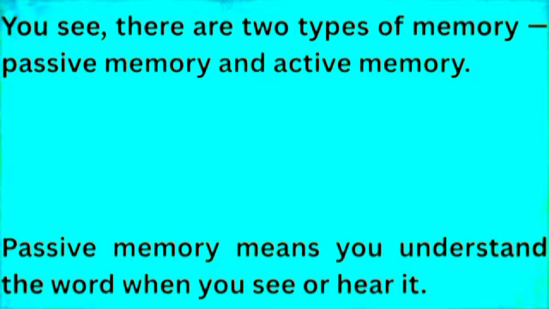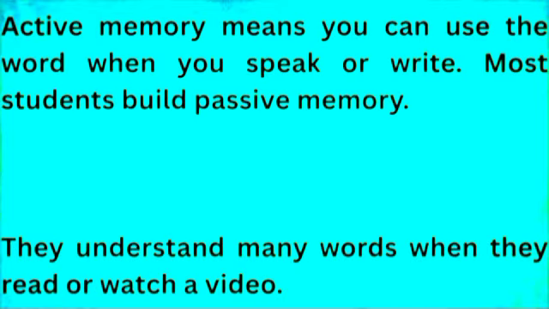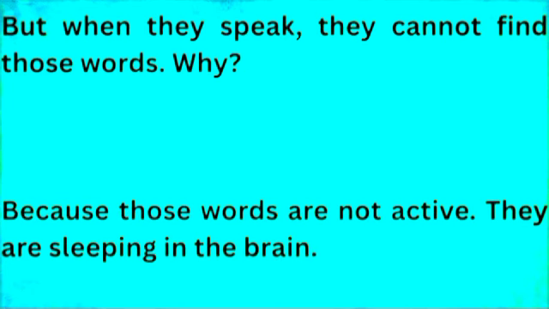You see, there are 2 types of memory, passive memory and active memory. Passive memory means you understand the word when you see or hear it. Active memory means you can use the word when you speak or write. Most students build passive memory. They understand many words when they read or watch a video, but when they speak, they cannot find those words. Why? Because those words are not active. They are sleeping in the brain.